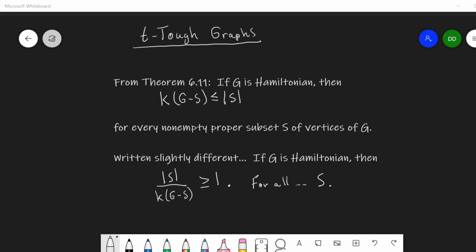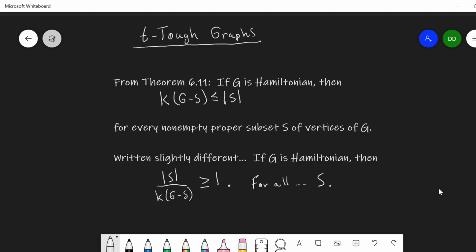In this video, we'll see a concept that follows from the ideas of Theorem 6.11. The idea here is of a t-tough graph. So recall Theorem 6.11, that was if G was Hamiltonian, then the number of components in G minus S is at most the cardinality of S for any non-empty proper subset of vertices.